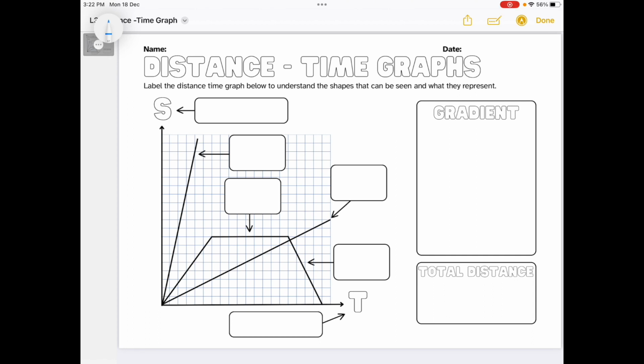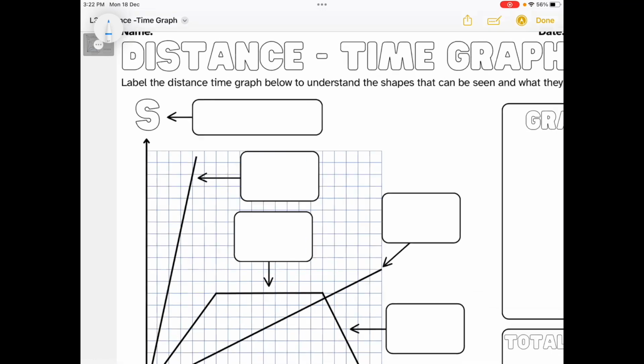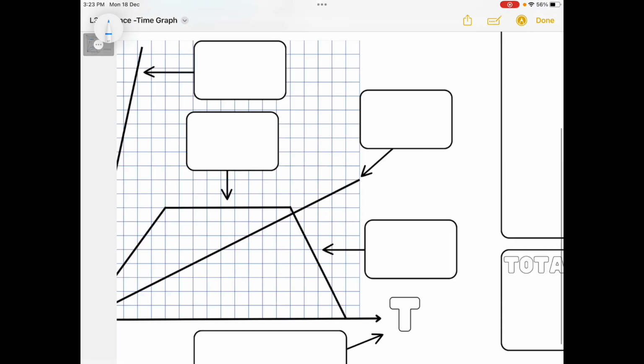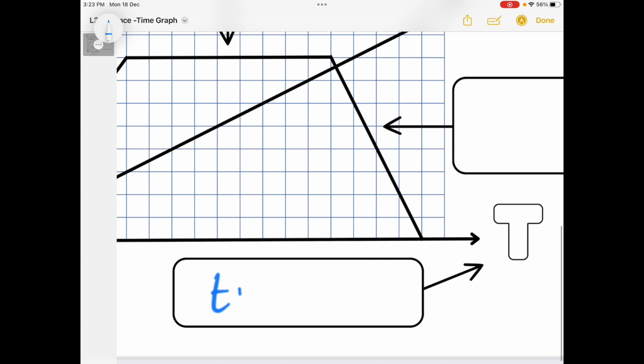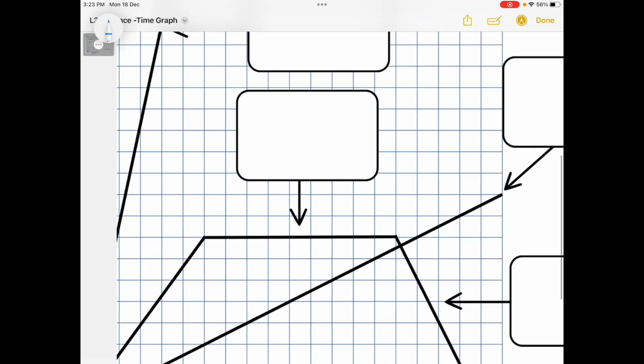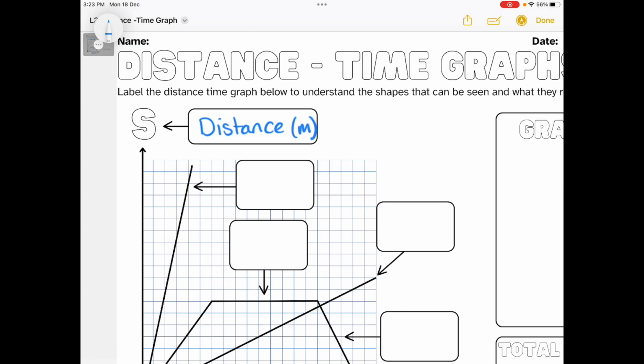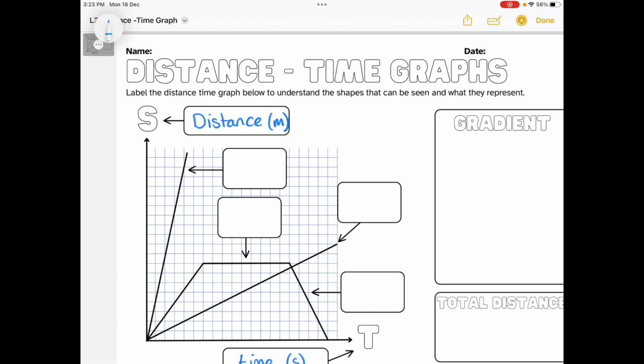Okay, now we've finished speed. We want to look at distance time graphs, and this is our next thing that we move on to. So we've got a distance time graph here. Remember, on a distance time graph, S is distance, and T is time. Measured in seconds, and then normally distance is measured in meters, but it can be kilometers or whatever other unit.